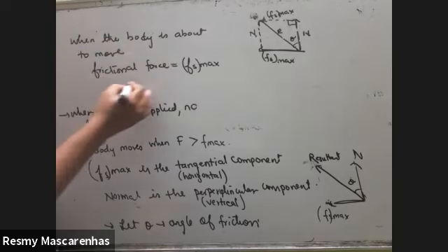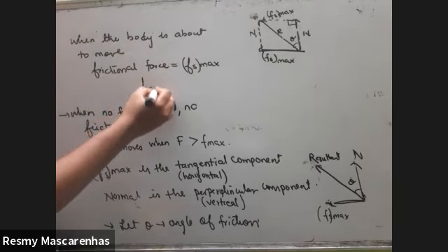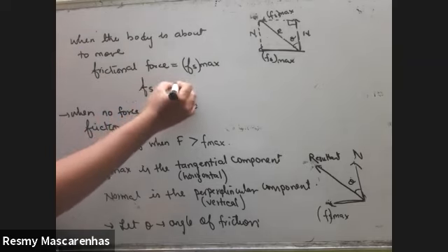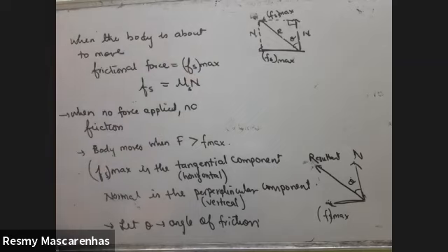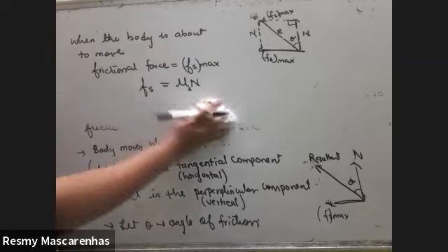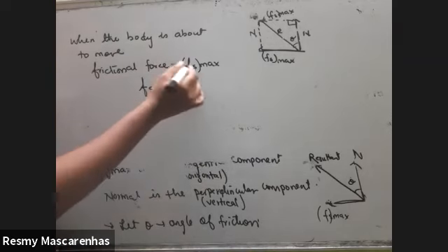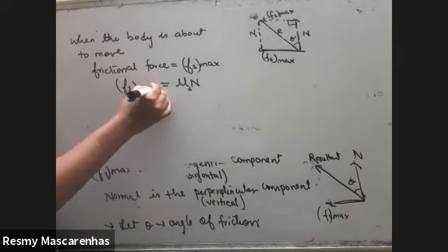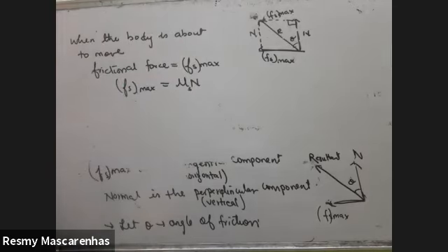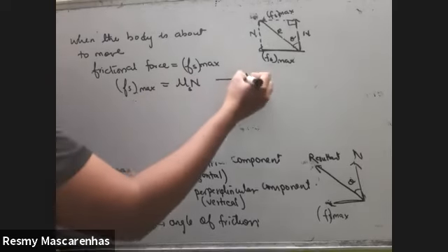What is the formula we have studied? F of s. I told you this is the main formula which we have to know. So in this case, we have to take it as maximum, because we are calculating at that moment when the body is about to move. That will be, just consider it as equation 1 and keep.